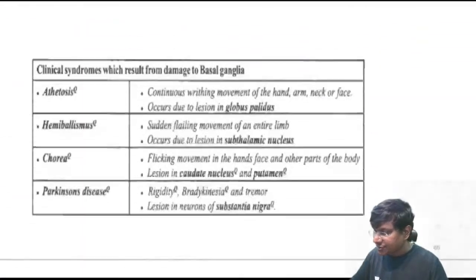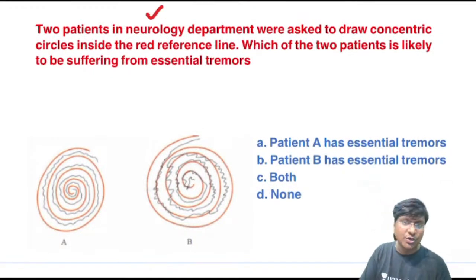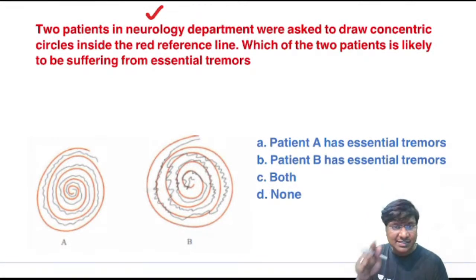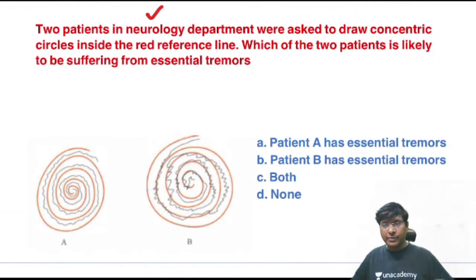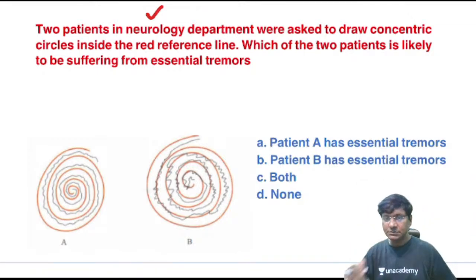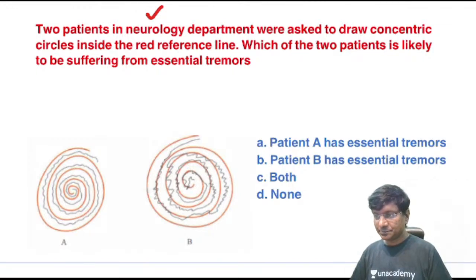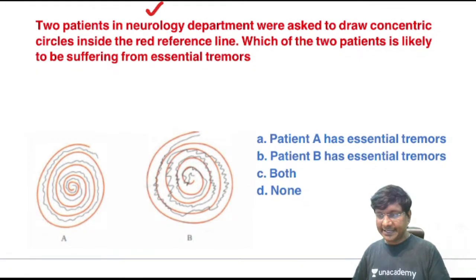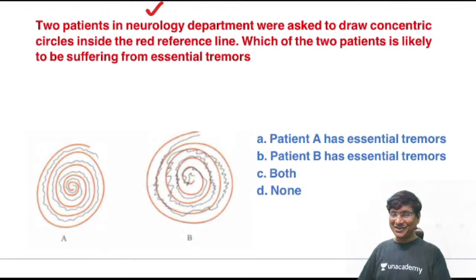Now, please answer this question quickly. Two patients in the neurology department were asked to draw concentric circles inside the red reference line. Which of the two patients is likely to be suffering from essential tremors? Any one of you, quickly, please.